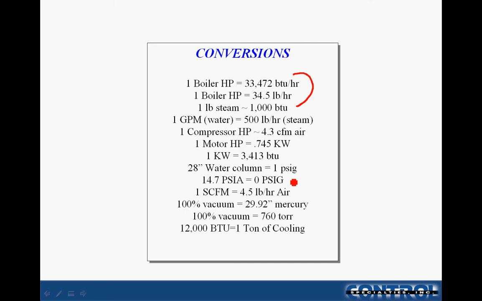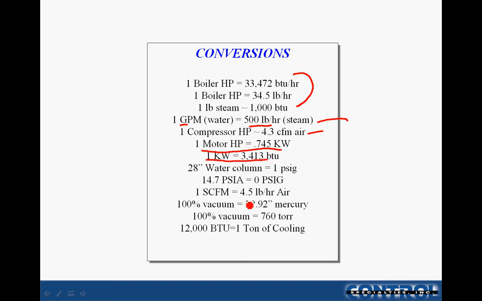Anytime you get involved around a steam system, you always have water flow rates, whether it's feed water going into the boiler or the steam being condensed into condensate. And again, the most common conversion here is 1 gallon per minute is the equivalent flow rate of 500 pounds per hour. Here's the figure that we use typically for a compressor at 100 psig, which is 4.3 CFM of air. This is the conversion for motor horsepower to kilowatts, and then kilowatts to BTUs.